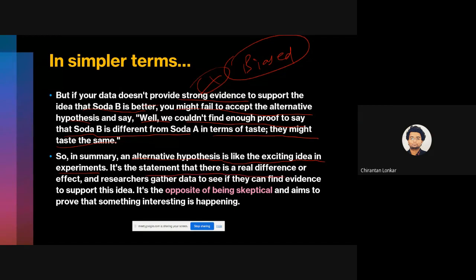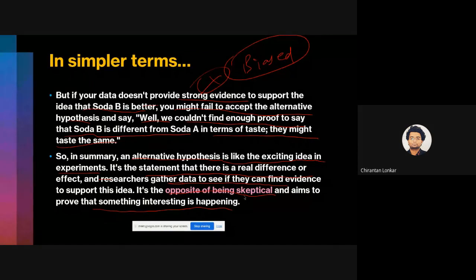It's the statement that there is a real difference or effect, and researchers gather data to see if there is enough evidence to support this idea. It is the opposite of being skeptical, and aims that something interesting is happening. What is the null hypothesis? The null hypothesis says nothing interesting is happening. Whatever has been happening for centuries is the same. E equals mc squared since 1929, it is still E equals mc squared. But now something interesting is happening. Some group of scientists come up with an exciting theory saying that what Einstein said was wrong. E is not equal to mc squared. E is actually equal to mc to the power of 7. Yes, that's an alternate hypothesis.